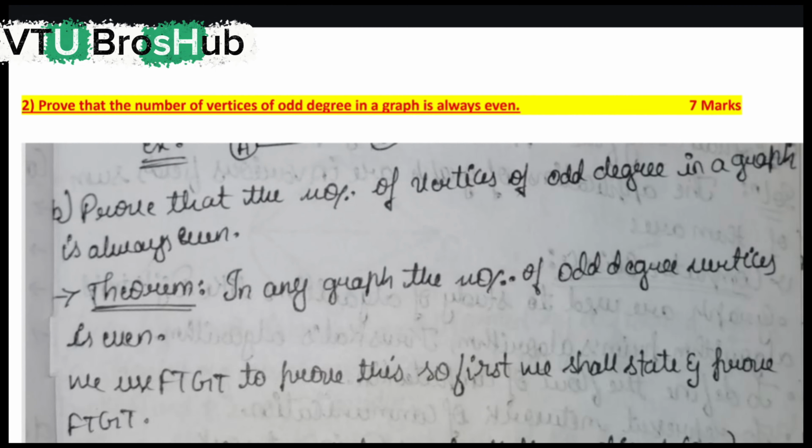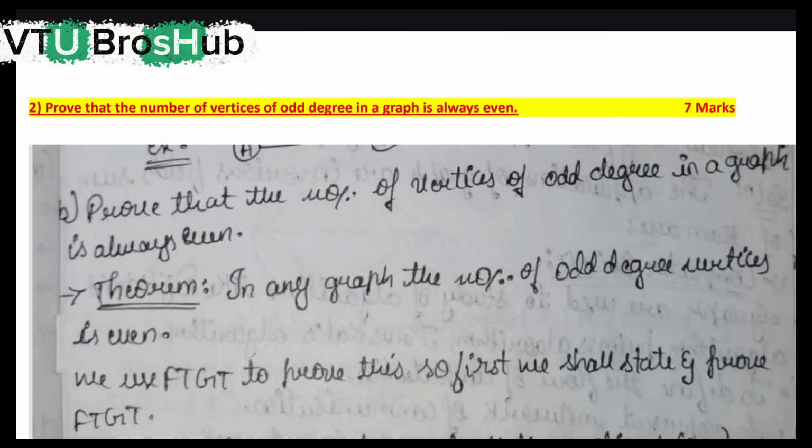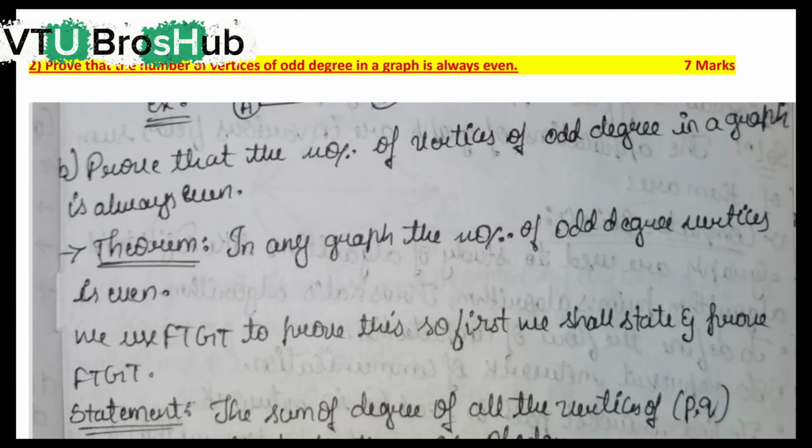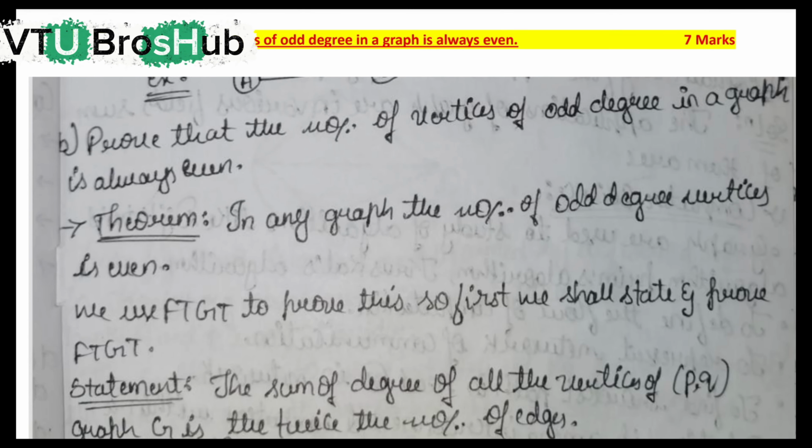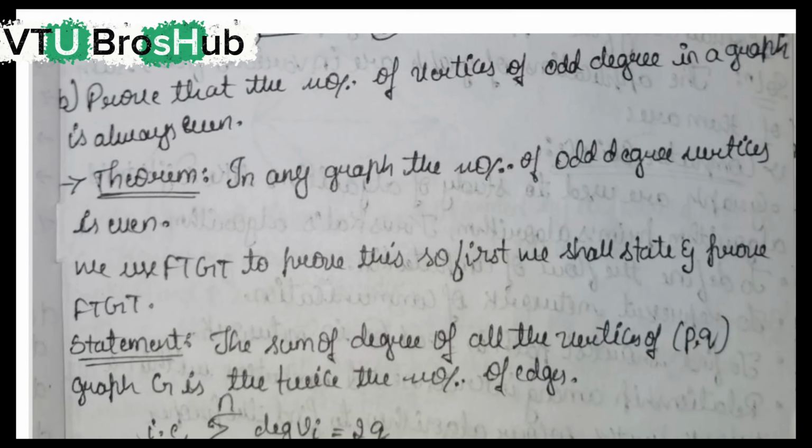Let's now move to the second question. This is a standard and important theory question. Prove that the number of vertices with odd degree in a graph is always even. It carries 7 marks. Let's understand it in a simple way.